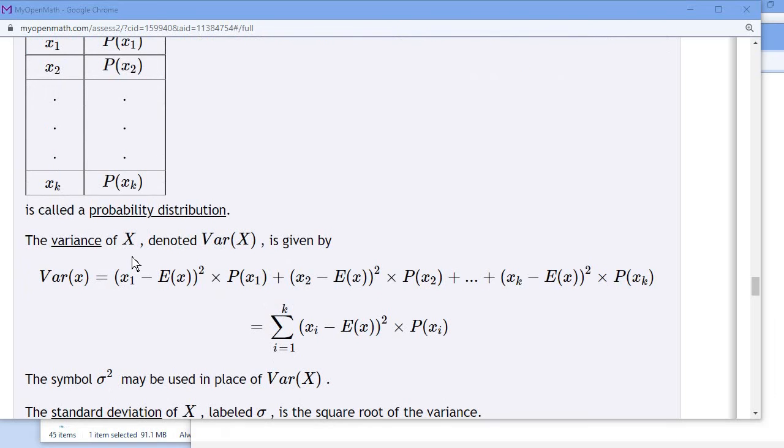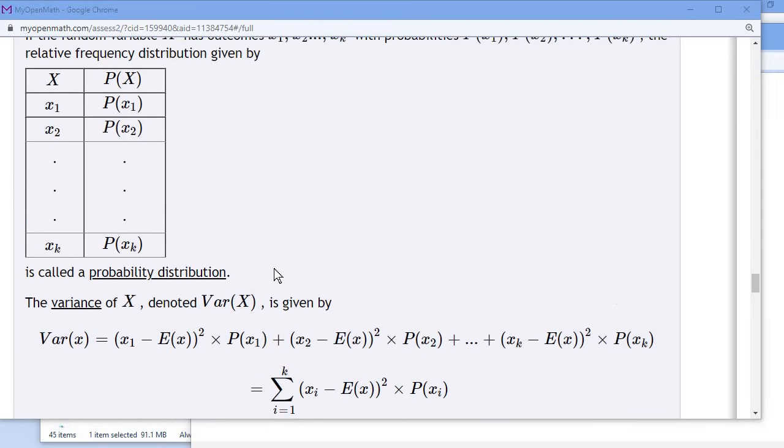And to find the variance of that random variable x, denoted var x, we say that var x is equal to x1 minus the expected value of x squared times the probability of x1 plus x2 minus the expected value of x squared times the probability of x2 plus all the way up to xk minus the expected value of x squared times the probability of xk. So basically what we're doing, we're going to find the expected value first. Then we're going to take each of the individual x values, subtract the expected value from them to find the deviations. We're then going to square those deviations, multiply those squared deviations by the probabilities, and add them all up.